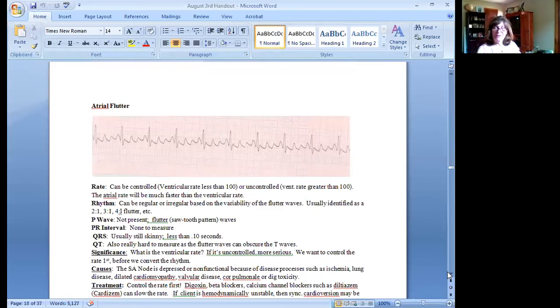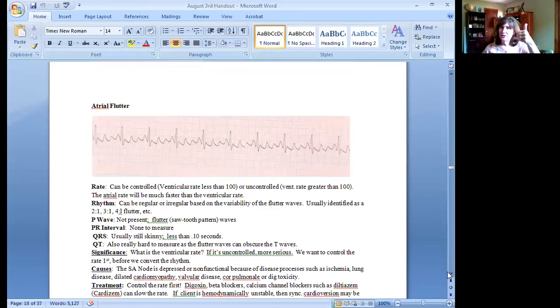Am I going to test you on A flutter on test 1? Nope, I'm not. A flutter is a lot less common than AFib. But I'm here to tell you that there is an animal called AFib flutter. Swear to God, sometimes you see fibrillation waves and then the flutter waves. But I'm not going to test you on flutter. We would treat it exactly the same because the same set of problems exists.